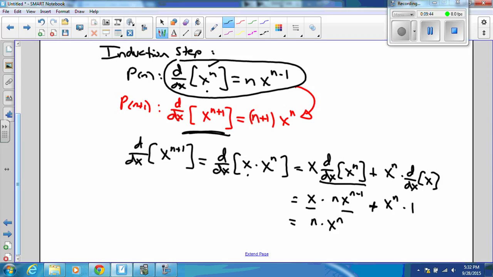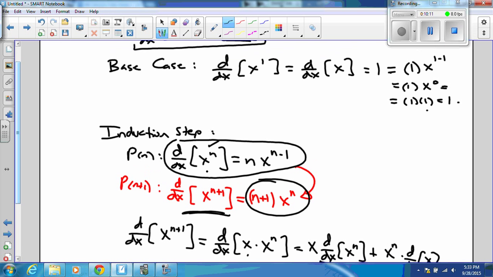Well, let's simplify a little bit, because x times x to the n minus 1 is simply x to the n. And now I have a common factor of x to the n, which can come out. And when I do, I get n plus 1 times x to the n, which is mathematically equal to the P of n plus 1 that we needed. Well, here it is. If my power rule is true for n equals 1, then it has to be true for n equals 2. And if true for n equals 2, then it has to be true for n equals 3, and so on.